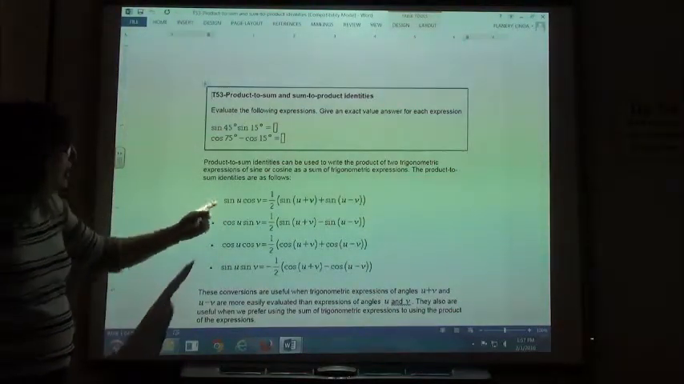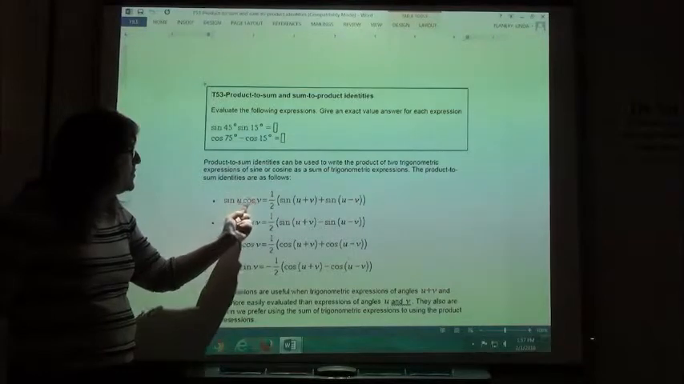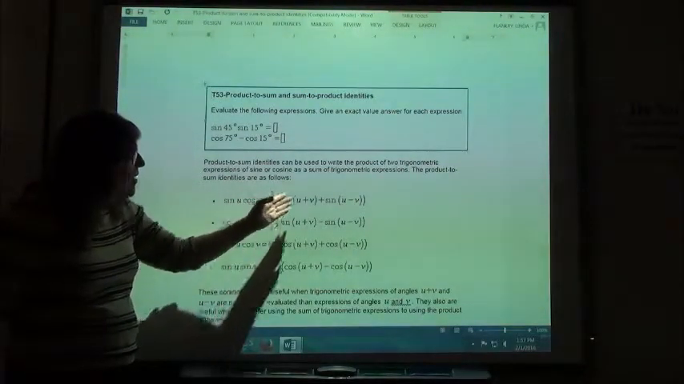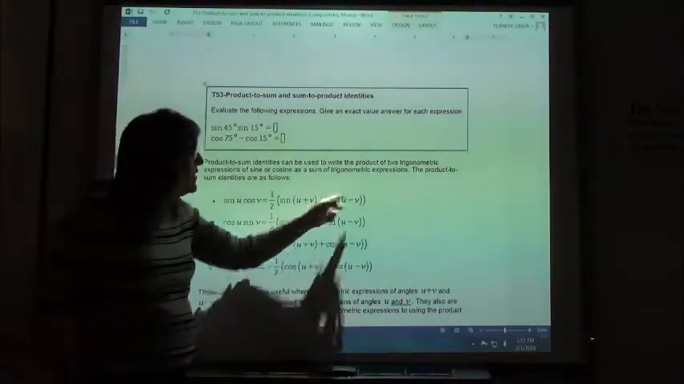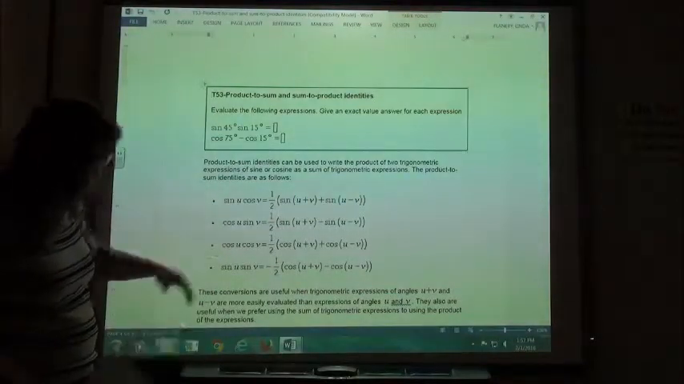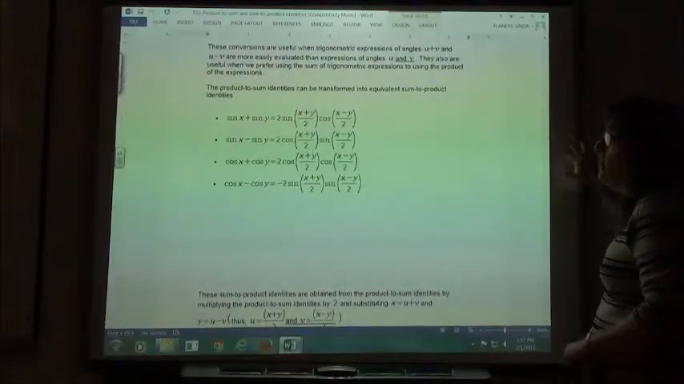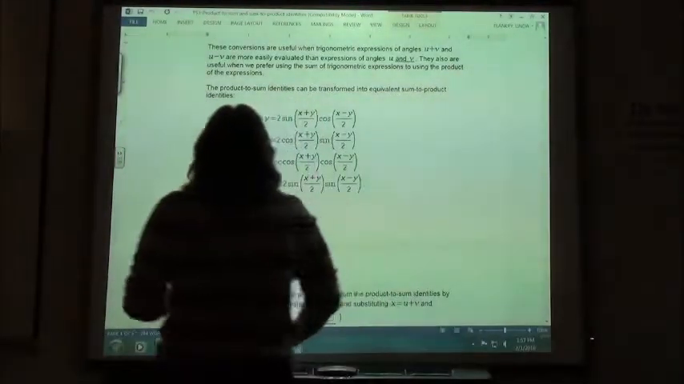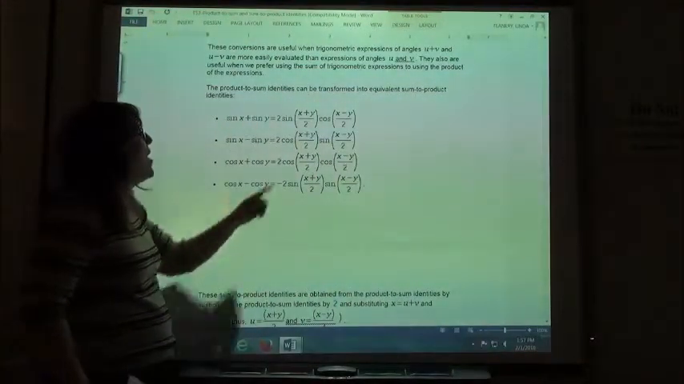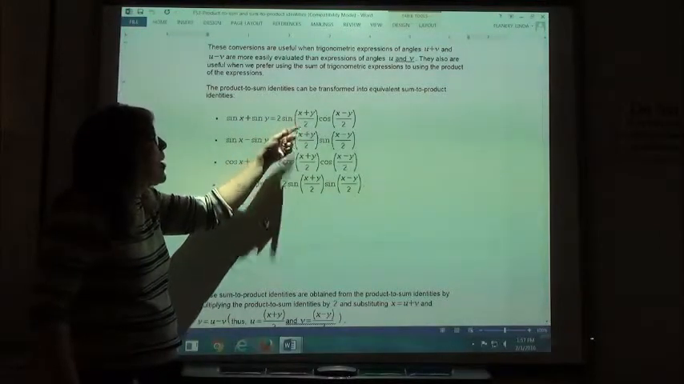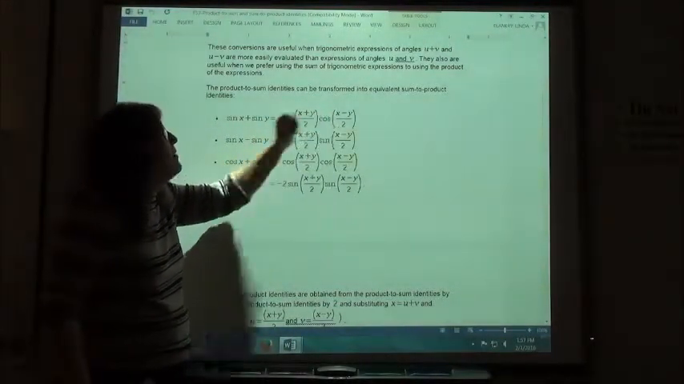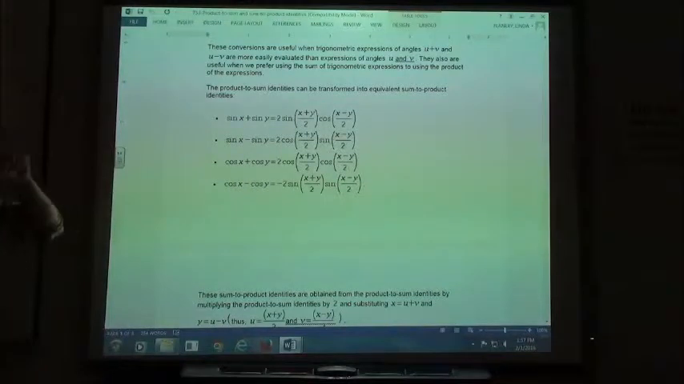These ones are the products to sum, so if I have sine of u, cosine of v equals 1/2 sine of u plus v plus sine of u minus v, and so forth. And then if you go down a little ways, you'll have the ones where you go from sum to product. So the sine of x plus sine of y equals 2 sine of (x plus y) over 2, cosine of (x minus y) over 2. Excuse me.